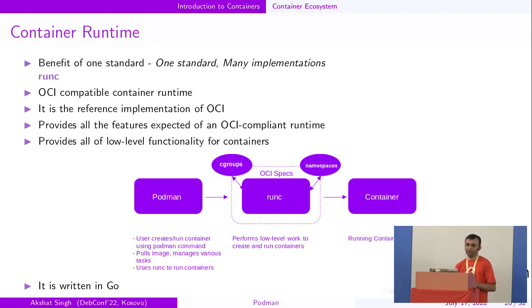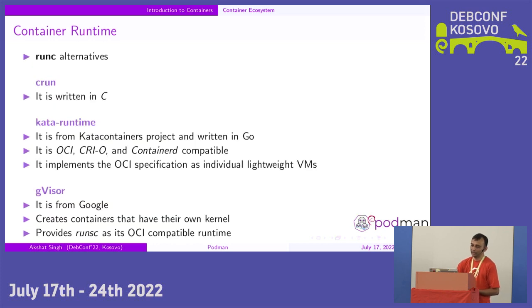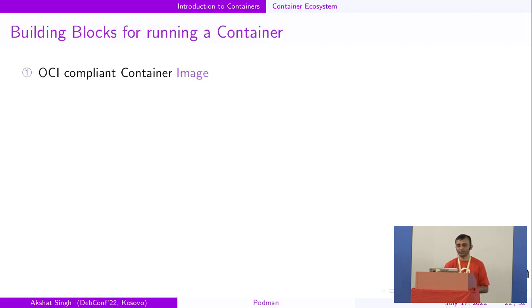So runc is the reference implementation of OCI. It has implemented all the specification listed by the OCI, and it provides all the features expected by the OCI. It provides all the low level functionality for the container, like creating and running the container using the Linux primitives we have seen, cgroups and namespaces. It's written in Go, and the others, like crun, Kata runtime, and gVisor, are implemented in C.